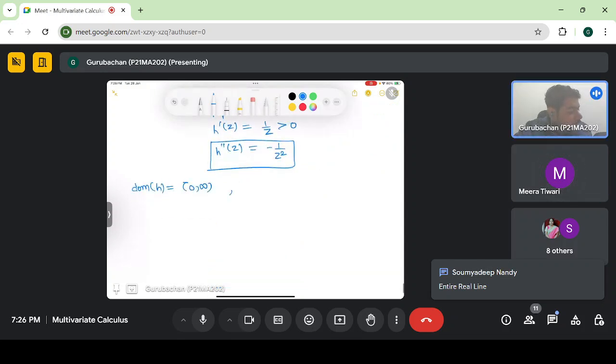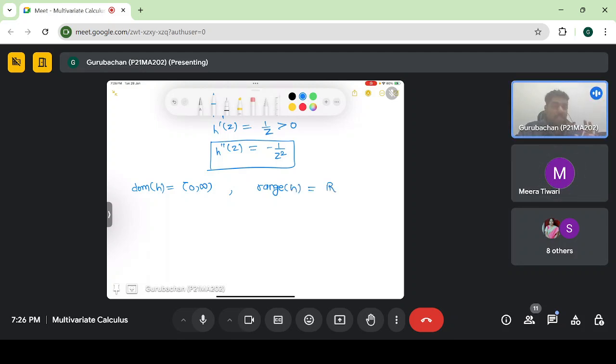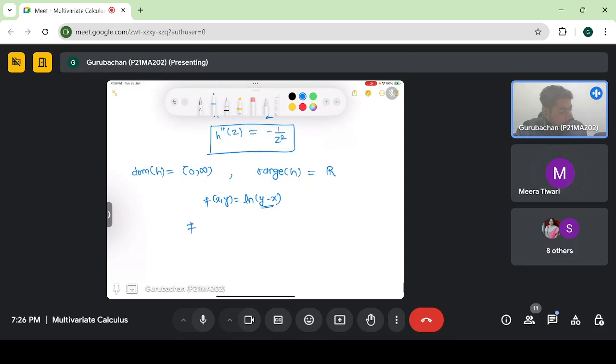Somebody was telling me that the range of the above function would be 0 to infinity. I hope it is clear now: the range of h will be whole R. But here we have talked about only a single variable. What is our function? Our function f(x, y) was ln y minus x, a function of two variables. So we can say that the range of this f will be a subset of the range of ln z, which is the real numbers.